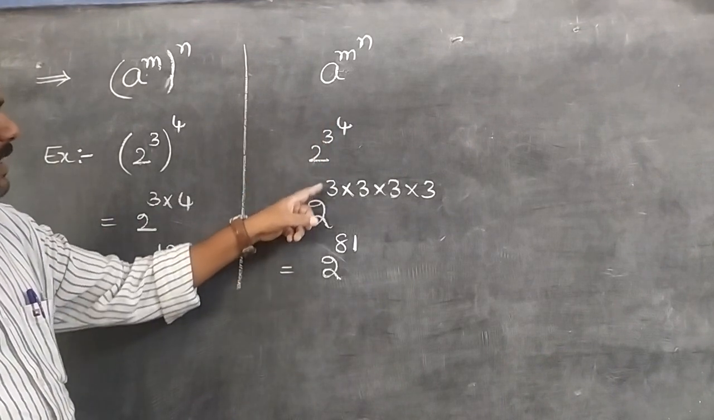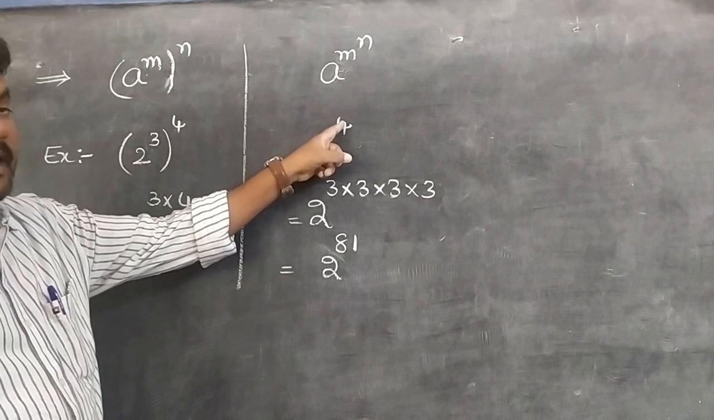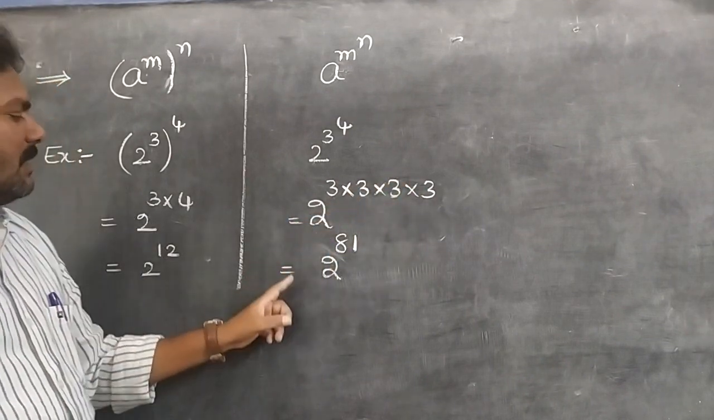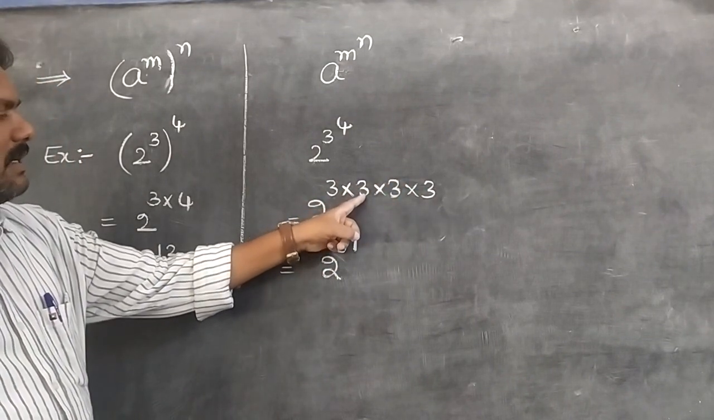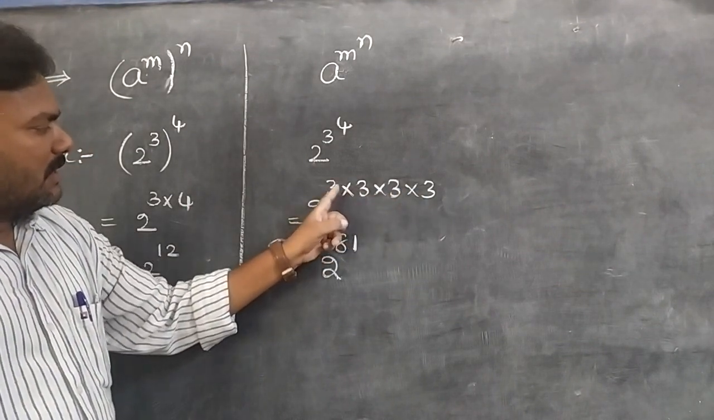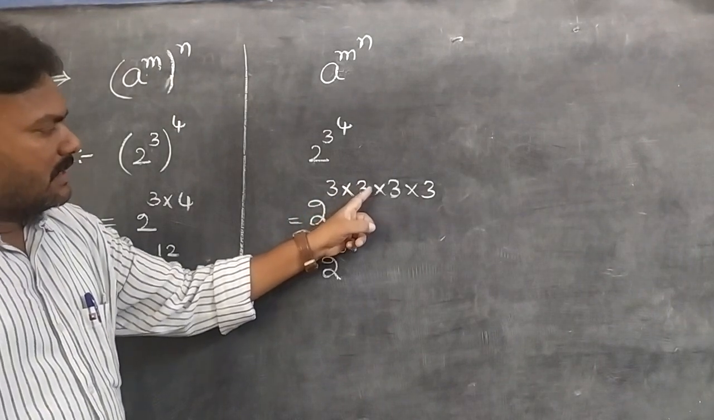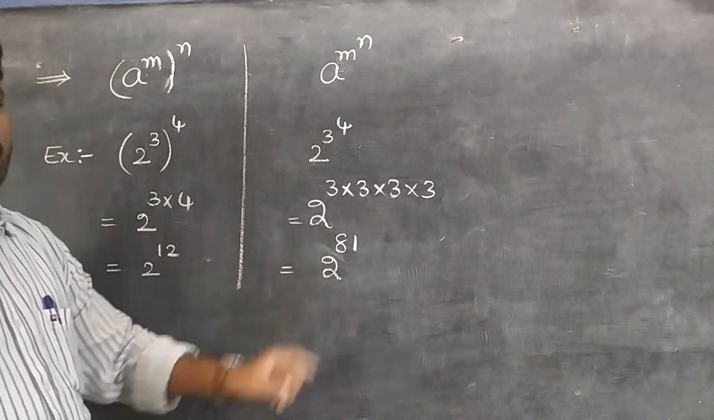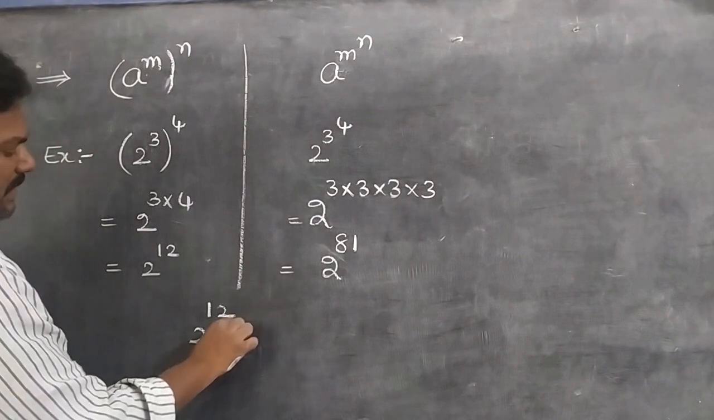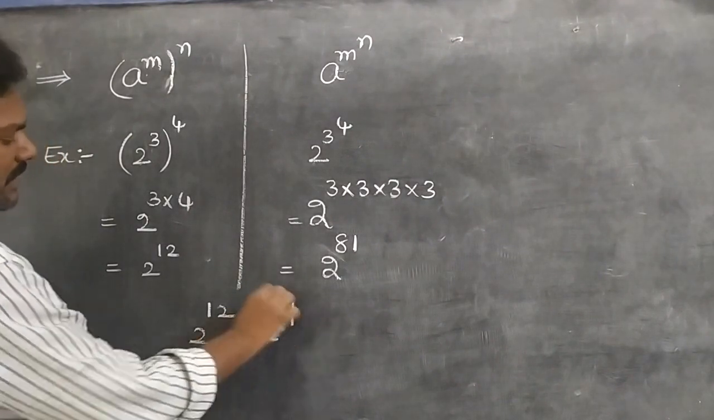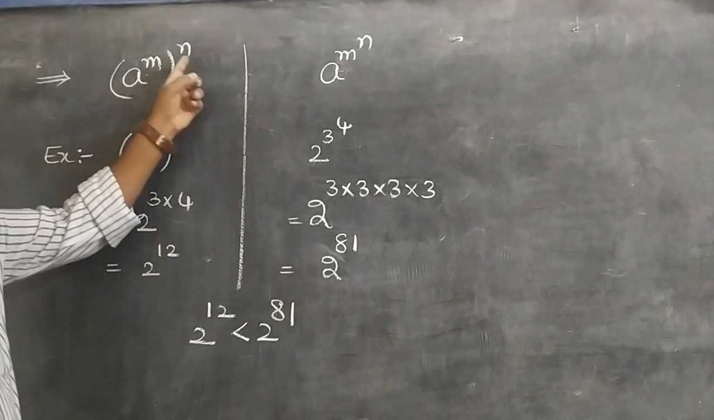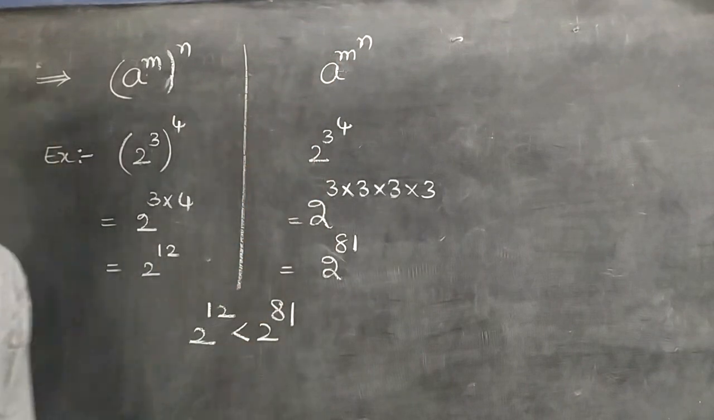And coming to this side, 2 power 3 power 4: here 2 power 3 can be expressed 4 times, so 2 power 3 into 3 into 3 into 3. Then 3 into 3 is 9, 9 into 3 is 27, 27 into 3 is 81. So by comparison of both, 2 power 12 is less than 2 power 81. This is the main difference, students, between A power m whole power n and A power m power n.